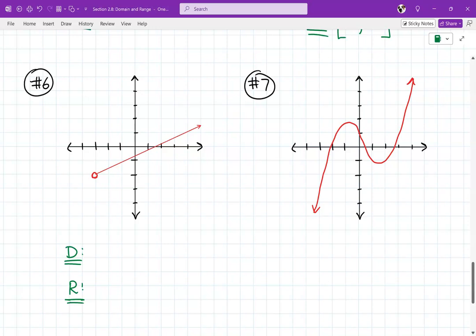Domain. How far to the left? I know there's an empty circle there, but you can tell me the number. How far to the left does it go? Negative what? Negative 3. Okay. How far to the right does it go?